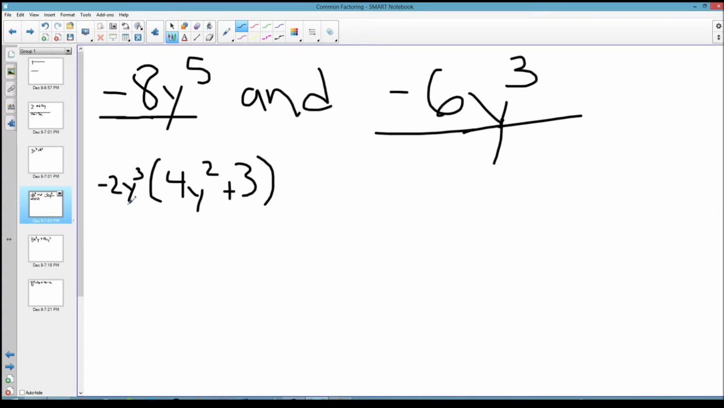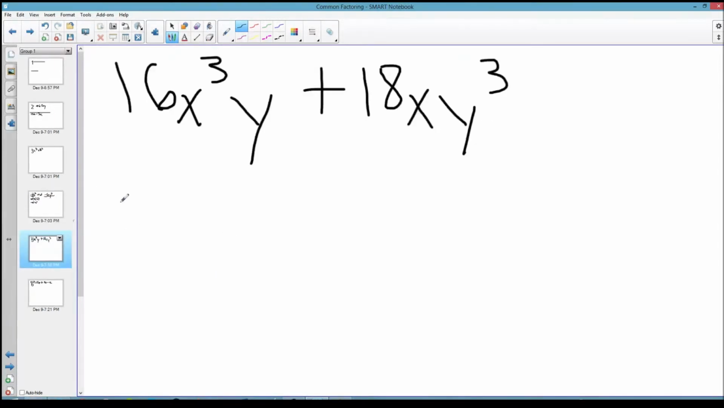And to check, then we'd have negative 2y cubed times 4y squared to give us negative 8y to the power of 5. When you're multiplying exponents with the same base, you would do 3 plus 2. And so then negative 2 times positive 3 would give you negative 6, and then y cubed would also multiply to 3, so we get the y cubed.